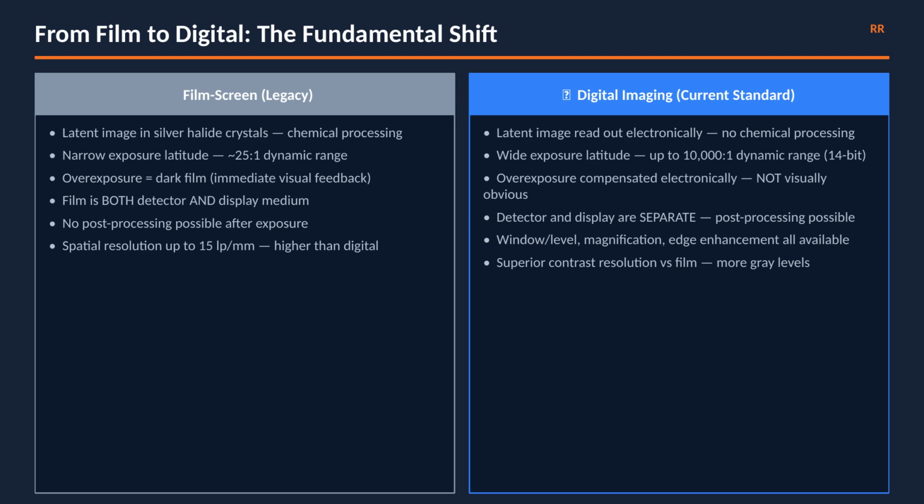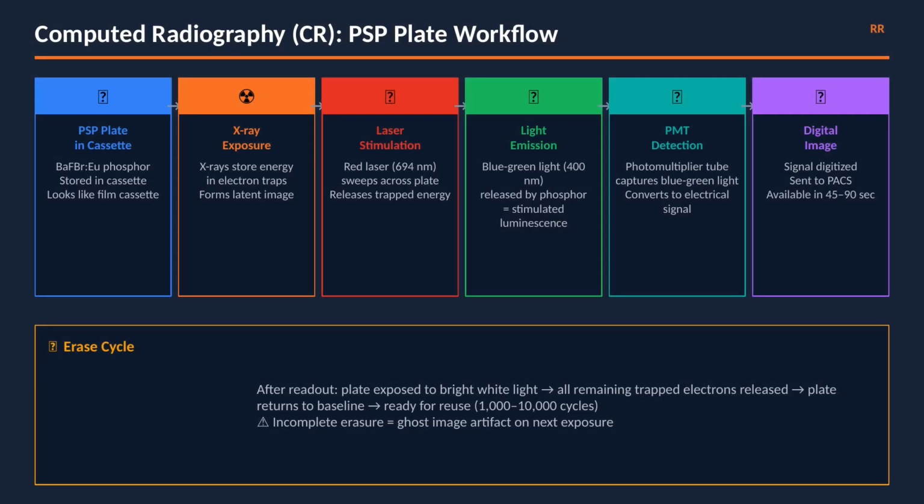Spatial resolution, this is the one area where film outperforms digital. Film screen systems resolve up to 15 line pairs per millimeter. Digital flat panels typically resolve 2.5 to 3.5 line pairs per millimeter. Look at the 6-step workflow diagram on this slide. Computed radiography uses a photostimulable phosphor plate, PSP, as its detector.